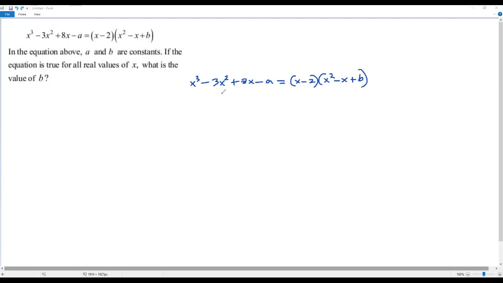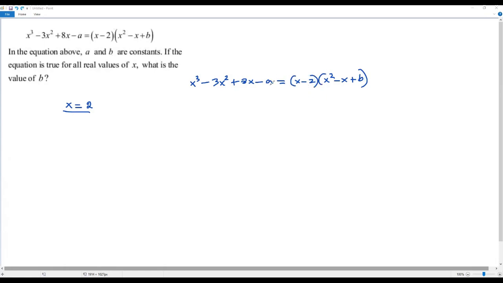Okay, the question says this equation is true for all real values of x. Since this is true for all real values of x, we can plug in any real value for x in this equation. For my convenience, let me plug in the real value 2 for x. Why do I particularly choose 2? Because on the right side, we find the factor x − 2. When I plug in x = 2, this factor will become 0. When this 0 is multiplied by the rest, the entire right side will become 0. I can solve for a in this one.